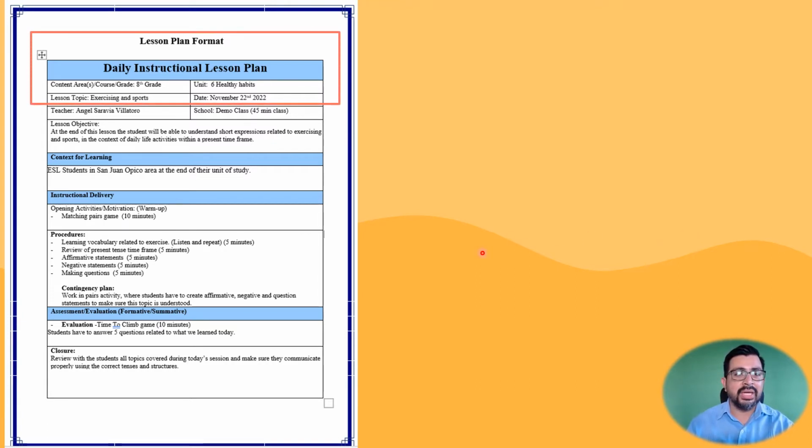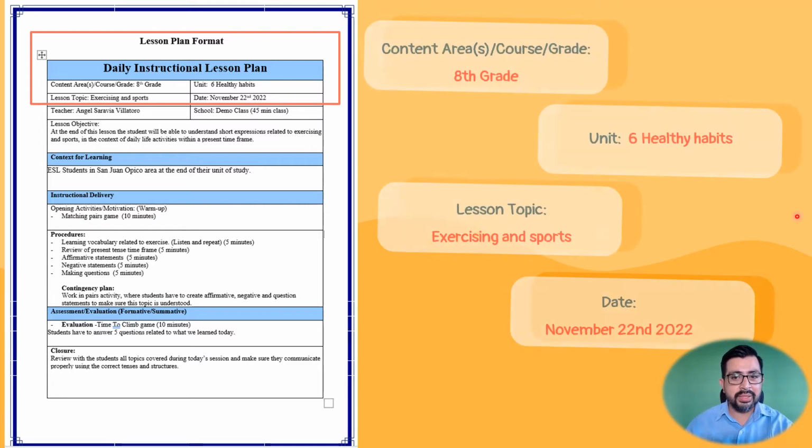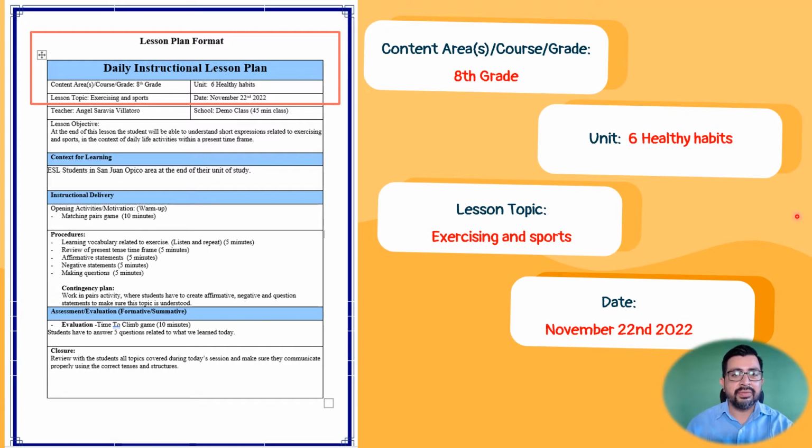If you check here, we have a lot of components. I'm going to let you know what the first option is. So the first option is the content area. As I mentioned before, the plan assigned to me was for 8th grade, unit number 6, which is healthy habits. The topic that I selected was exercising and sports, and the date is going to be November 22nd. Right.